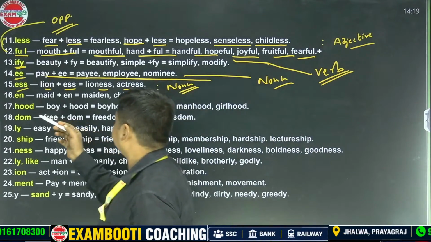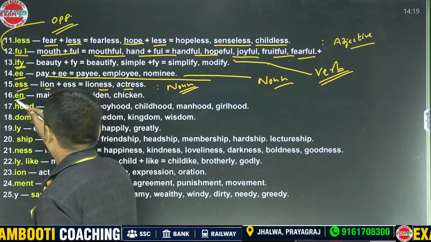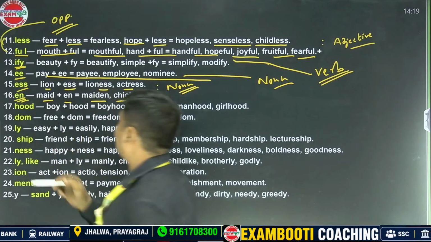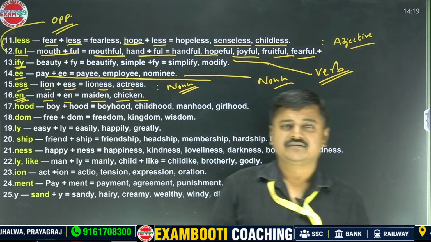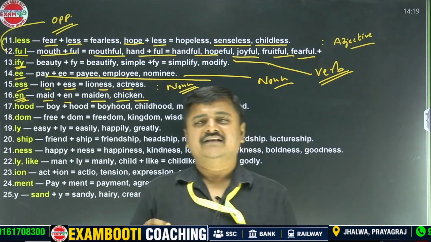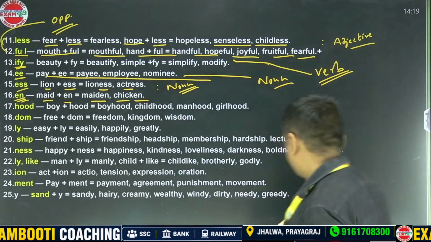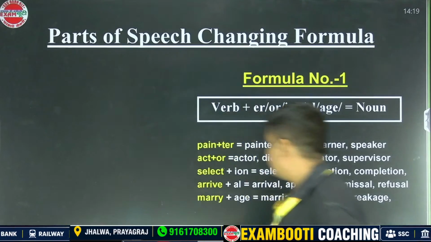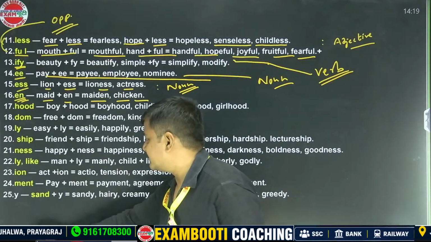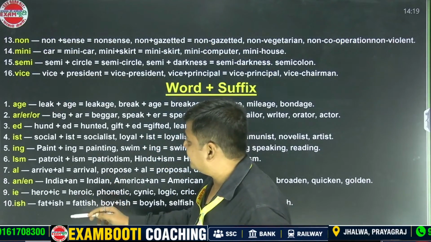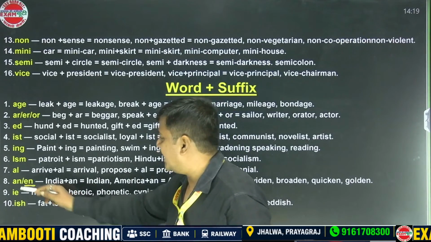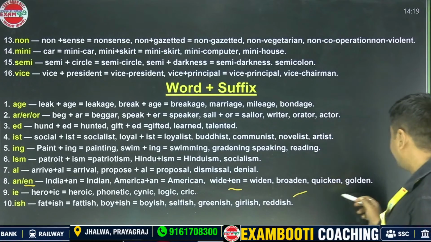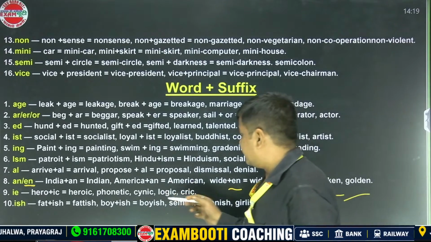Now, EN. Maid, maiden. Chick, chicken. In EN, there is no certainty, because we discussed EN yesterday also. Like in this, EN. Yes, here is the EN. We actually discussed EN: wide and, bold and, quick and, golden.